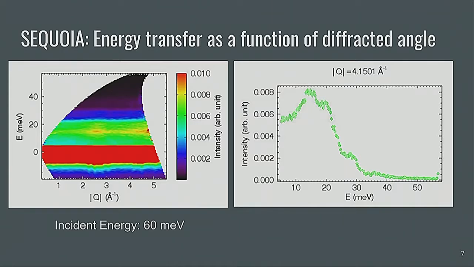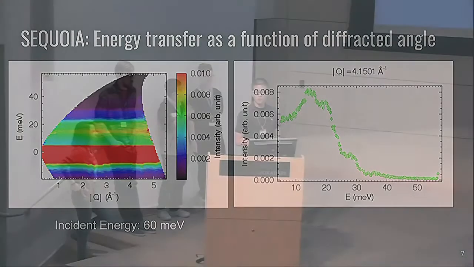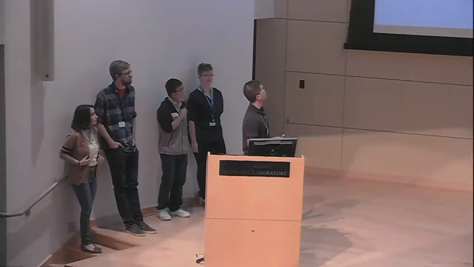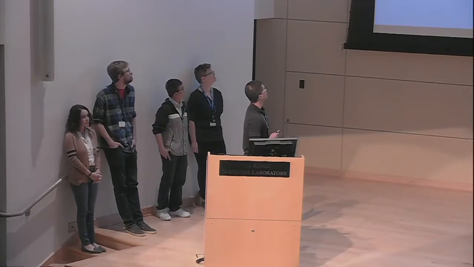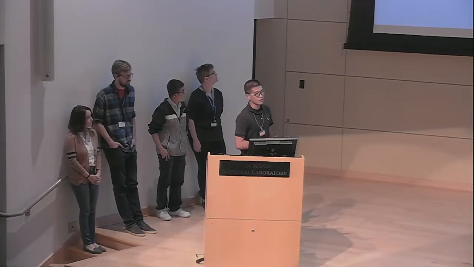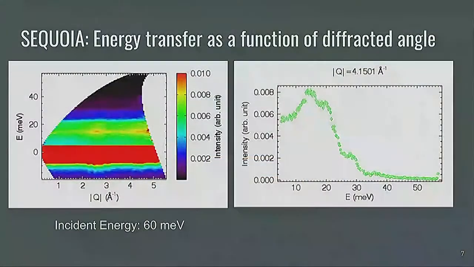This will be a very good example to show what spectra you expect to see from SEQUOIA. We measured the zirconium dihydride under the incident energy of 60 MeV. And this is a 3D plot. The x-axis is the Q range. It comes from 0 to 5. You can see this plot shows a weird shape.